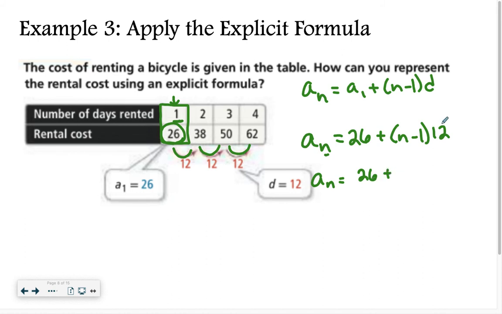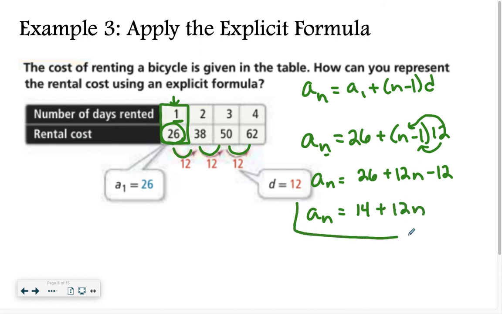So now I'm just going to simplify this. I'm going to distribute that 12. So 12 times n is 12n. And then 12 times a negative 1 is minus 12. And then I'm going to combine my like terms. So 26 minus 12 is 14, plus 12n. And that is all that you have to do to write your explicit formula.